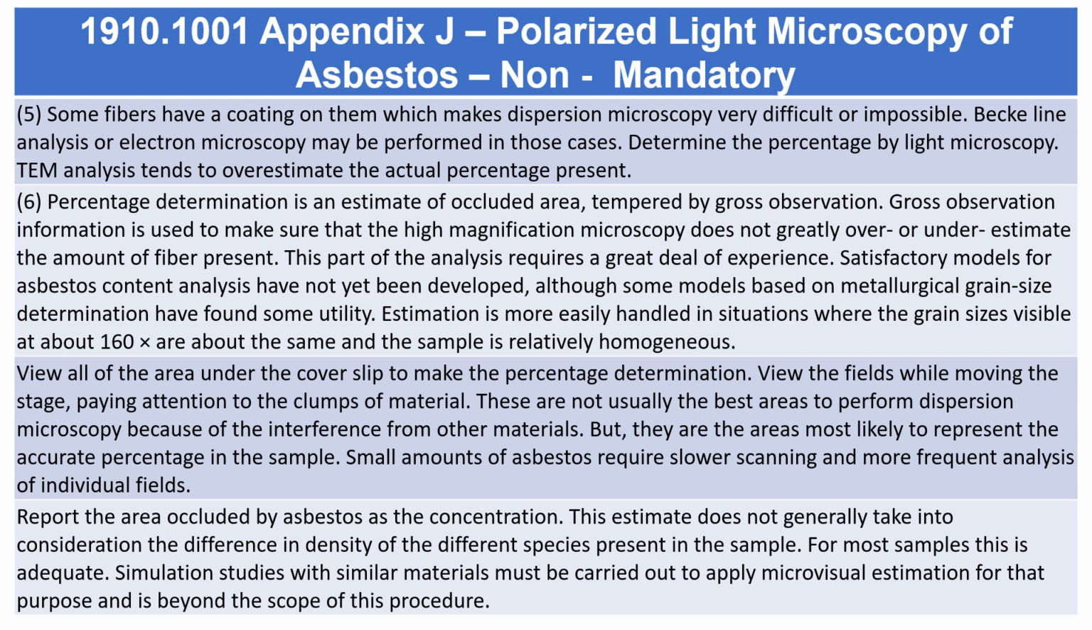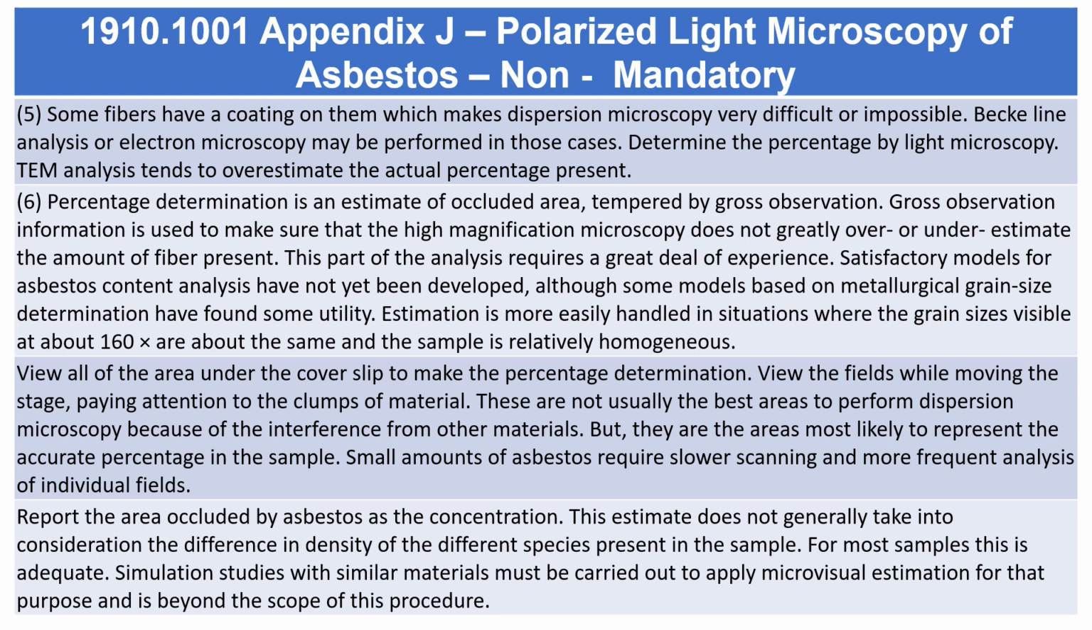Gross observation information is used to make sure that the high magnification microscopy does not greatly over or underestimate the amount of fiber present. This part of the analysis requires a great deal of experience. Satisfactory models for asbestos content analysis have not yet been developed, although some models based on metallurgical grain size determination have found some utility. Estimation is more easily handled in situations where the grain size is visible at about 160 times or about the same and the sample is relatively homogeneous.